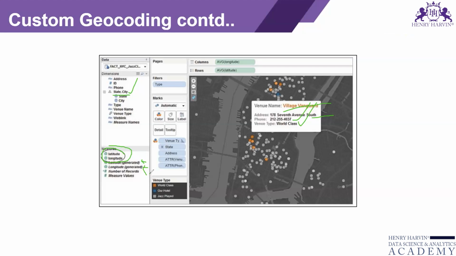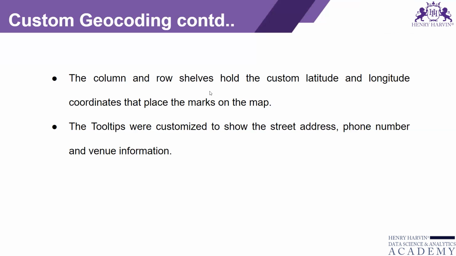Using a data set which provides you additional information about each latitude and longitude point. Okay, you got the objective of custom geocoding. So again, they are explaining what they have done. The column and row shelves hold the custom latitude and longitude. The tooltips were customized to show the street address, phone number, and venue information.